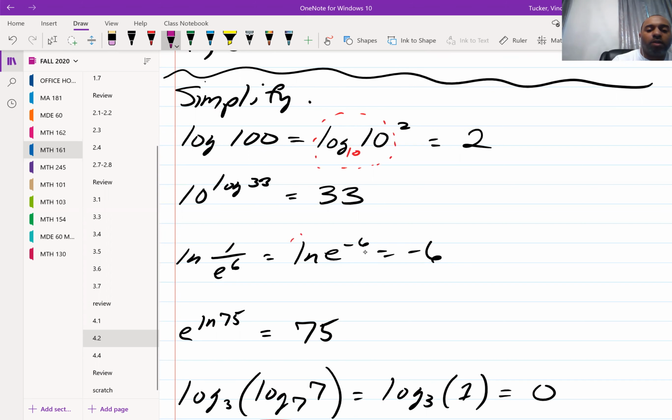e to the natural log of 75. e to the natural log will cancel, leaving you with just 75.